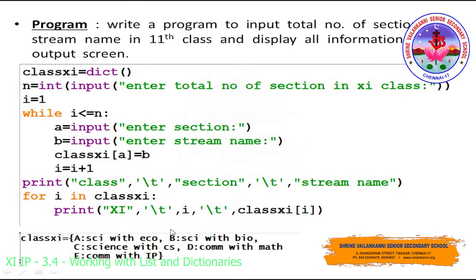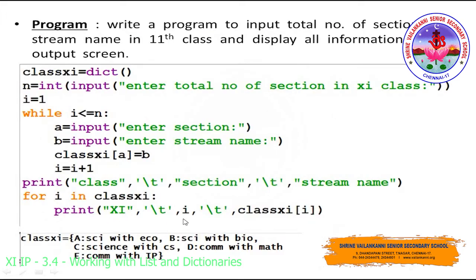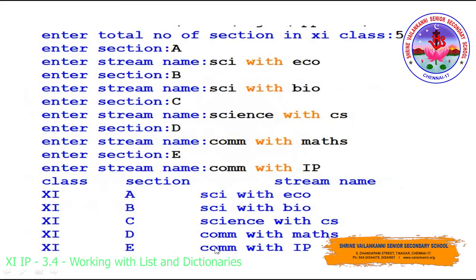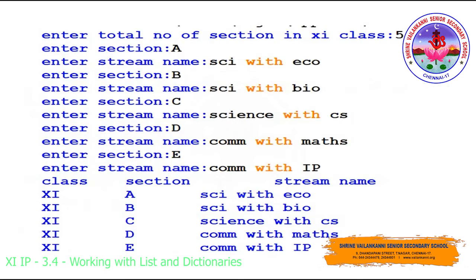So in the second iteration we have B, so B followed by science with bio gets displayed. Similarly, move on to the third iteration, C followed by science with CS. So this is how it works, and finally everything gets displayed as a whole. You got it? So this is how you have to work on the dictionary concept to write a program on your own. I hope you understood this.